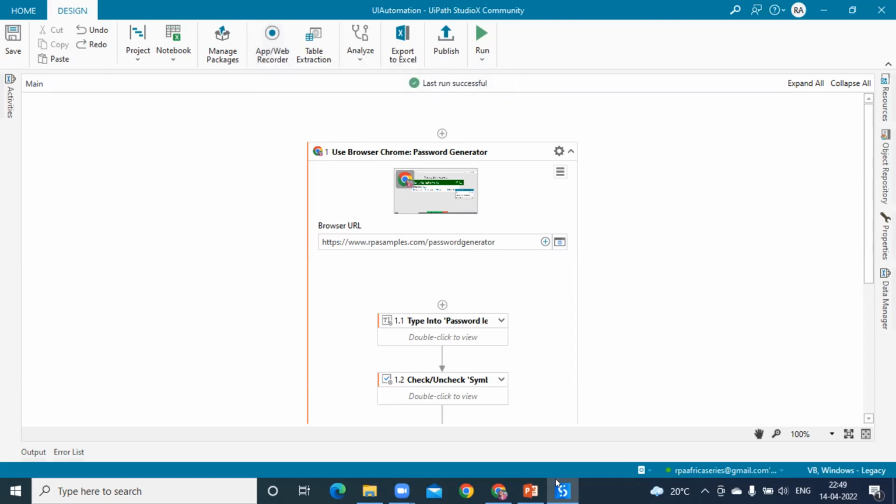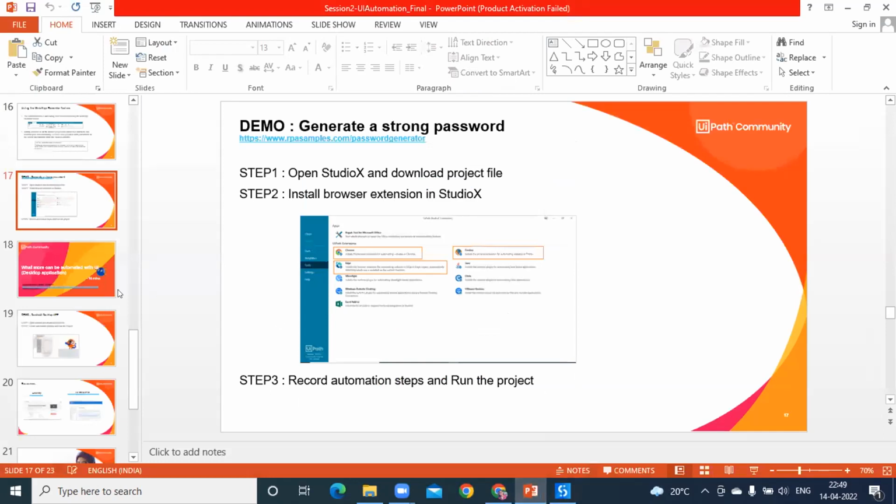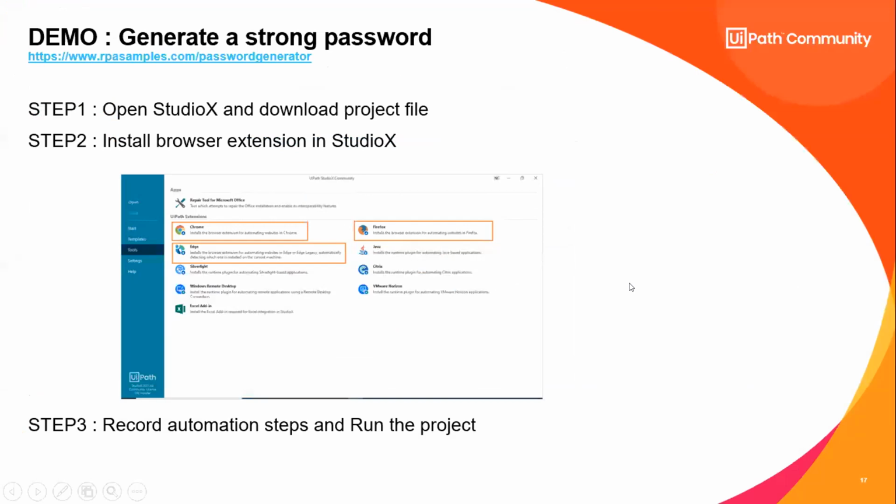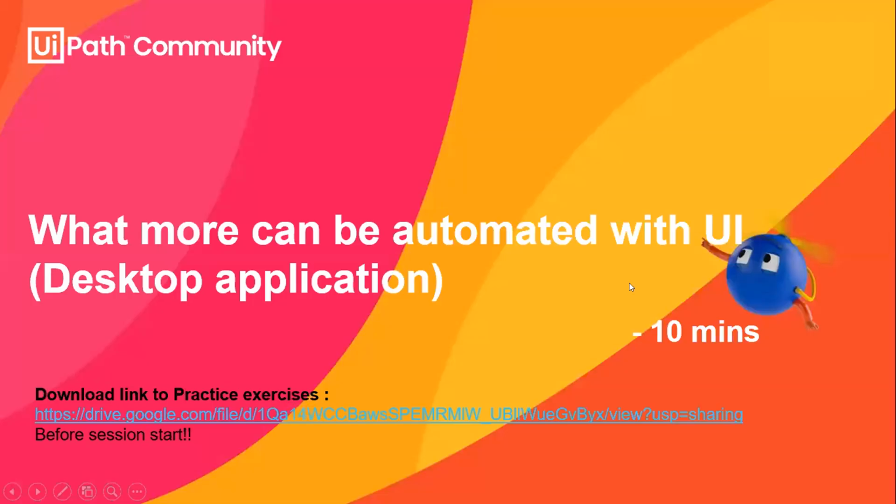Okay, we'll take the rest of the questions at the end. Sure, Christina. Okay, now let's jump to the next topic, which says what more can be automated with UI. So till now, what we saw was all on the web page, everything in the browser. Now, if there is an application you are opening on your desktop, or it is a desktop application, can you automate this? The answer is yes.